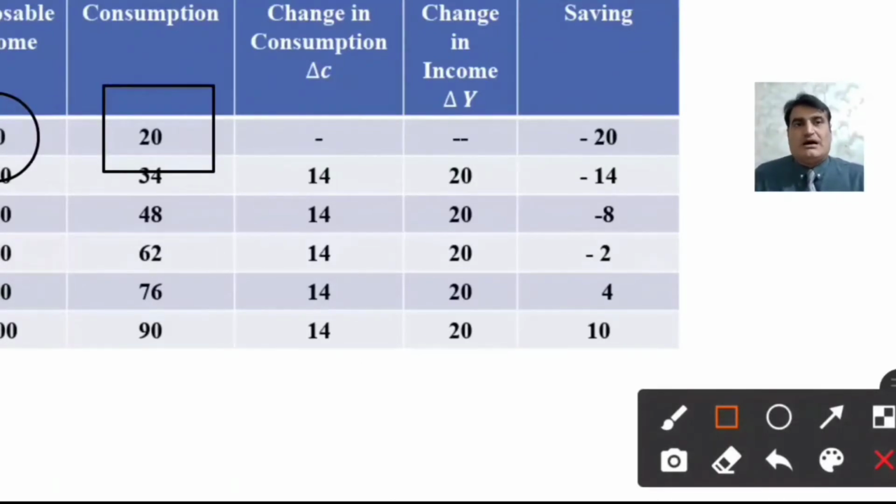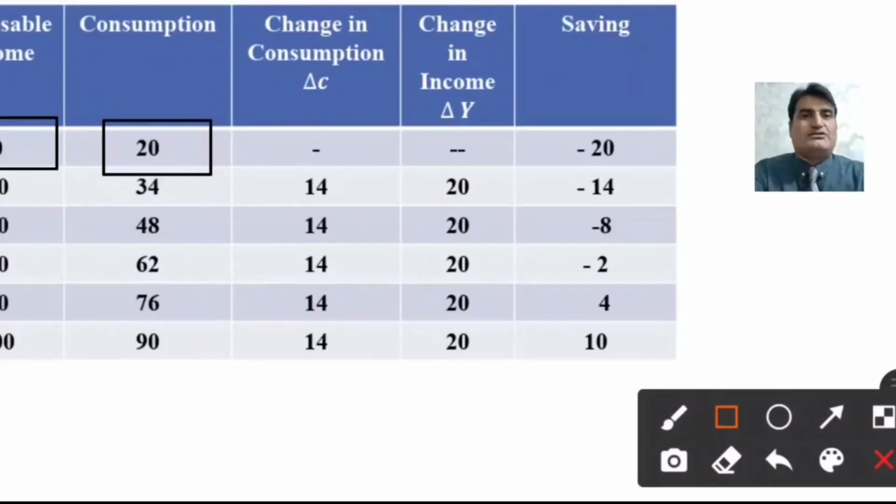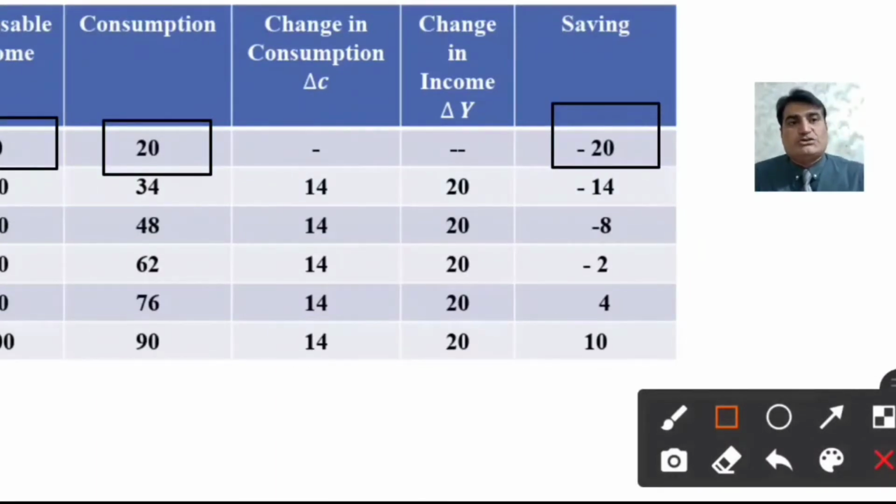This is the autonomous consumption, because when there is no income, the consumer has to consume on the necessities of goods, in terms of food, clothing, shelter. The consumer has to borrow or use his savings to meet his basic needs and consumption. So here you can see this is negative saving, which shows minus $20. It means the consumer at a 0 level of income is borrowing from someone else or consuming his saved income.